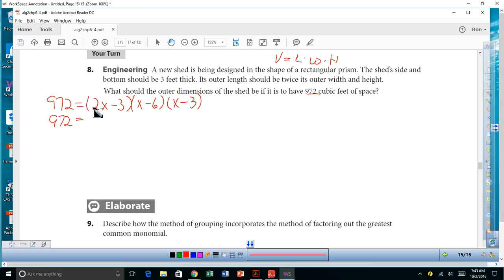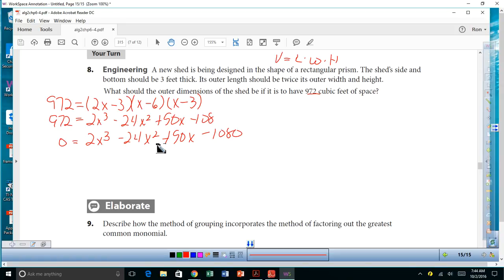972 equals, and that's going to be 2x cubed minus 24x squared plus 90x minus 108. Now we're going to subtract 972 from both sides, and that will equal 2x cubed minus 24x squared plus 90x minus 1080.